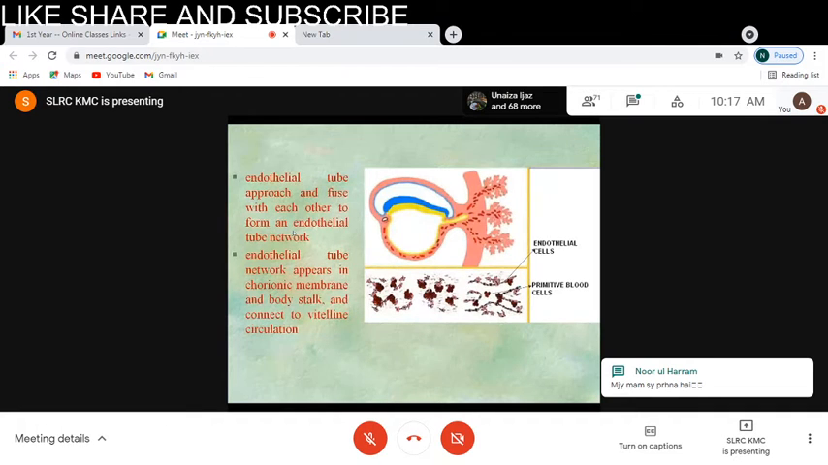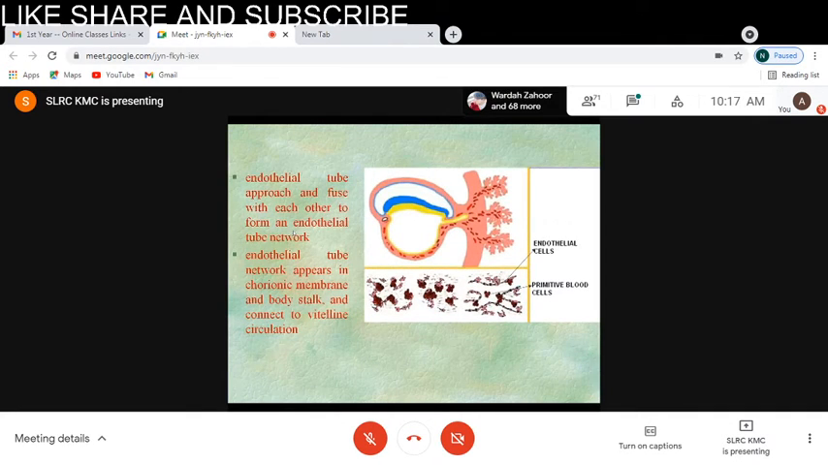Now these capillary vessels approach each other and form, if you see in the lower part of the figure, the third diagram, these are the endothelial cells, and at the center are the primitive blood cells. The endothelial tubes are formed, forming a network of capillaries, and this is the first step in the formation of the blood vessels. Next.